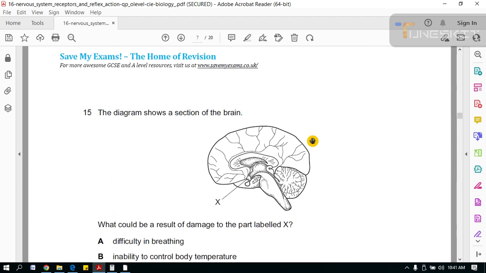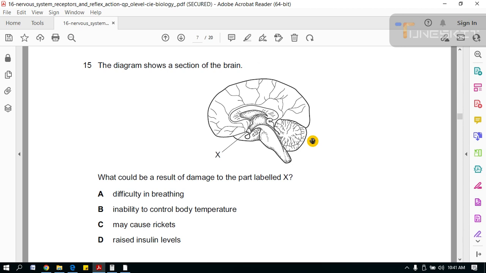Alright. So, MCQ 15. The diagram shows a section of the brain. I want to move a little bit fast so that you can conclude as early as possible and we can do all the questions. So, the diagram shows a section of the brain.